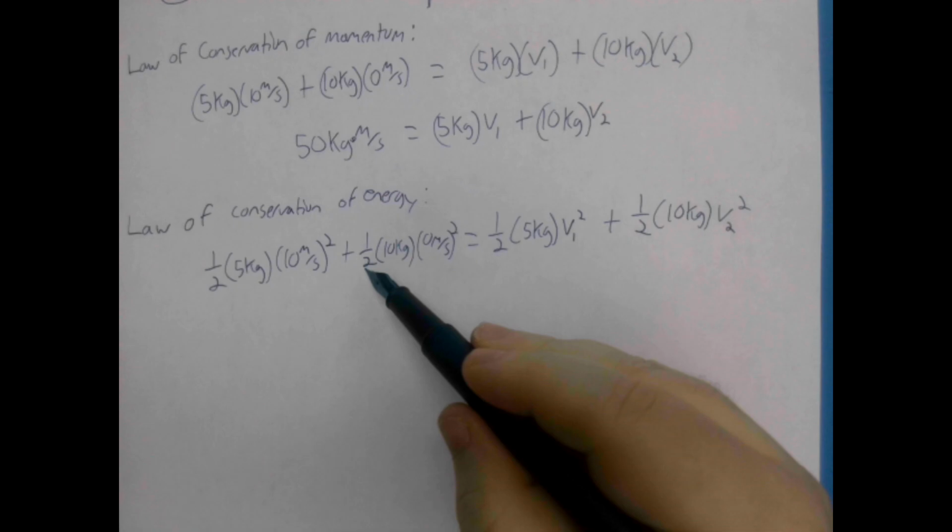equal to 2.5 kilograms times v1 squared plus 5 kilograms times v2 squared. So we have two equations and two unknowns. That means that we can solve for the two unknowns and figure out the velocities. Do you know how to solve this? Algebraically, given two equations, how to solve for the variables?